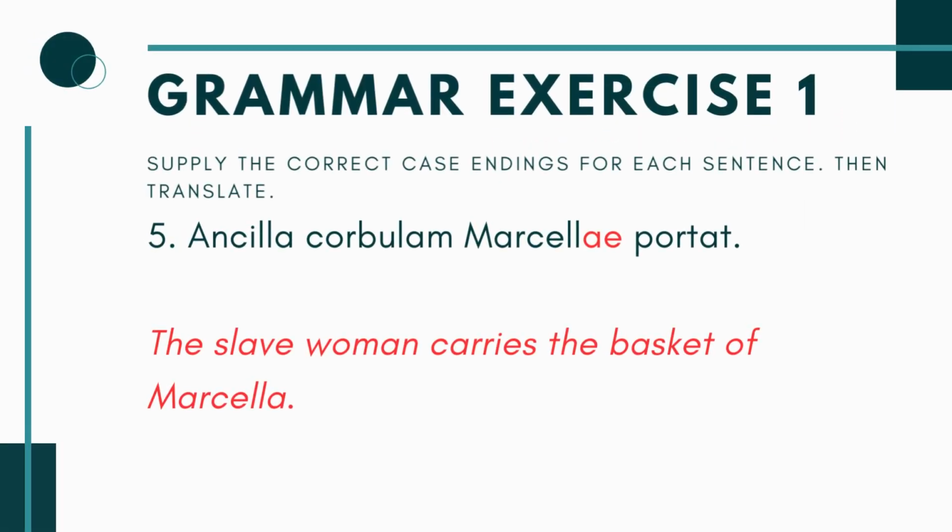Now in number 5, you have ancilla corbulam Marcel blank portat, okay? Same logic applies. I already have a subject with ancilla. I know that because it ends in an A, so that's all it can be, just nominative singular. Plus I have my singular verb. They match up. So the main sentence is ancilla corbulam portat, right? The slave woman carries, portat, the corbulam, the basket, right?